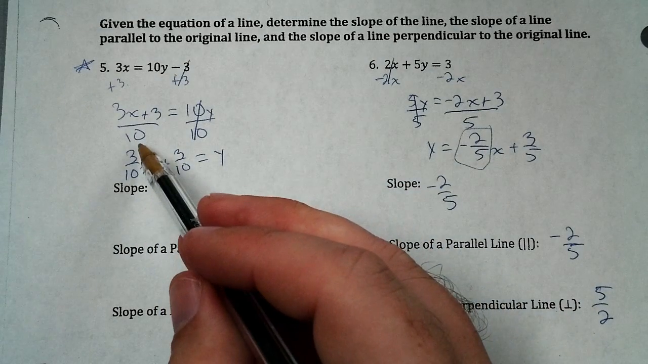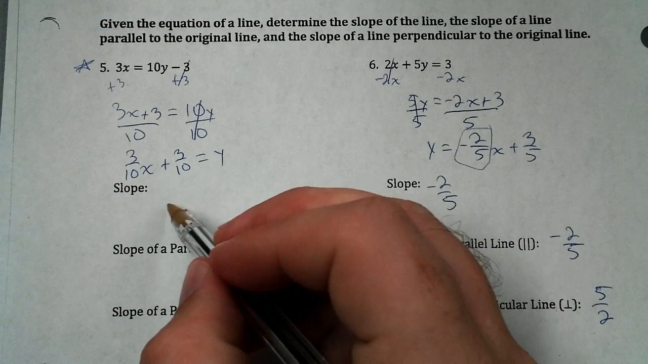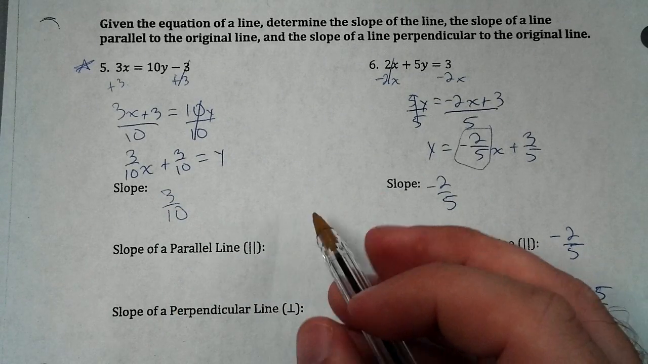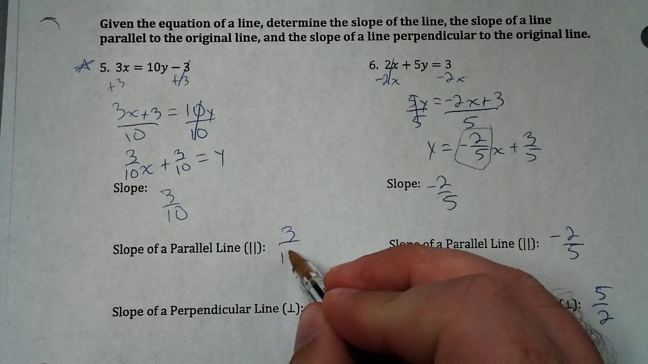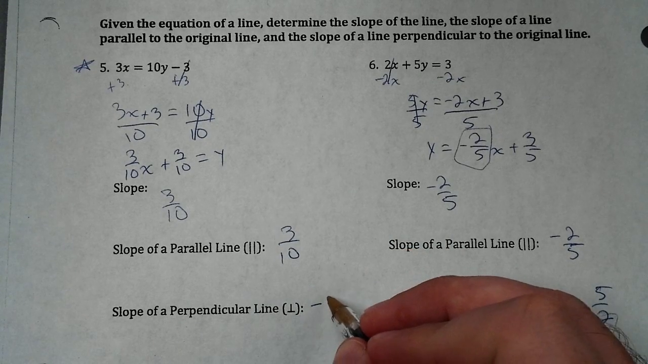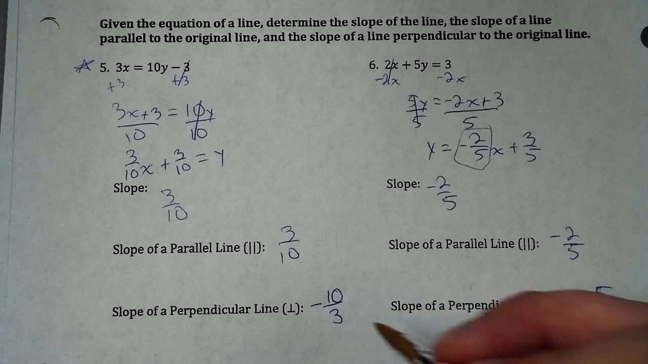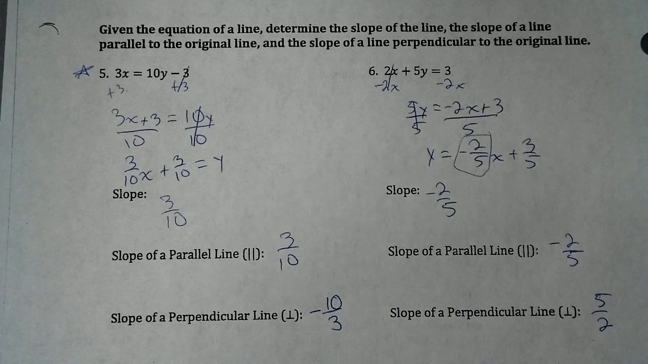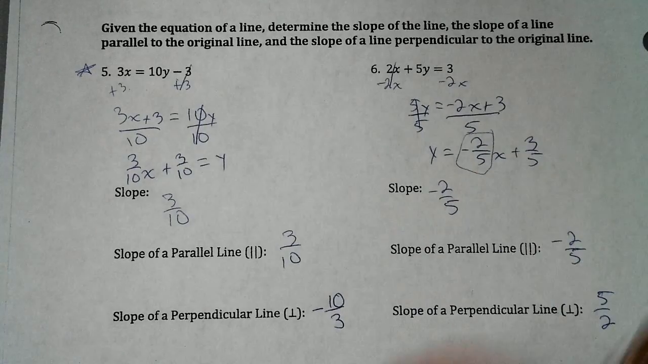So what is my slope? Slope is always with x. So my slope is 3 over 10. Slope of a line parallel to that will also be 3 over 10. And then slope of a line perpendicular, flip it, change the sign, so it's negative 10 over 3. We've got a few more examples to do. Let's see if I can fit it on the next video.